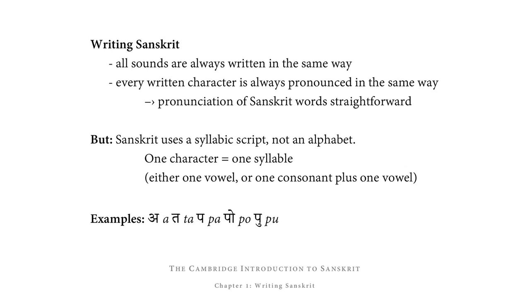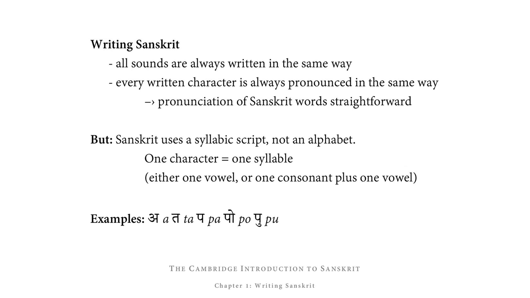There is one other difference in the writing of Sanskrit and English, and that is that Sanskrit uses a syllabic script, not an alphabet, meaning that the basic building block of the writing system is not a sound, as we had in begin, where b, e, g, i, and n were the 5 sounds represented by 5 letters. In Sanskrit, what we have is the basic block not being one letter representing one sound, but rather one character representing one syllable. A syllable would consist either of one vowel or one consonant plus one vowel.